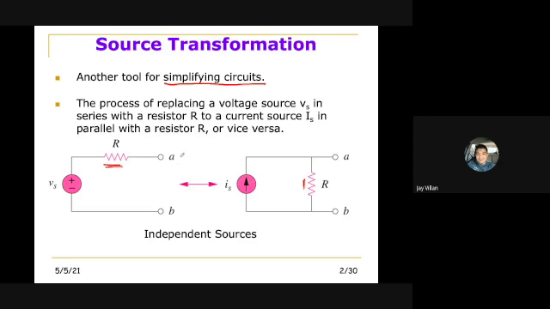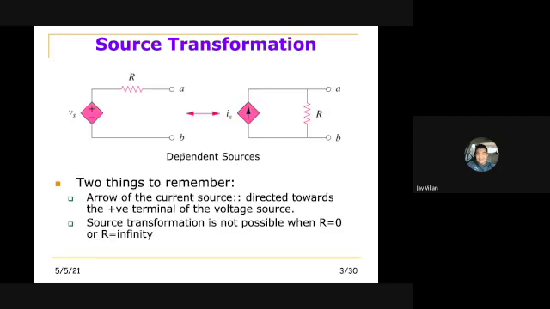Okay, so now how do we do that? It is also applicable to dependent sources, as long as there is a resistor that is connected in series with a dependent voltage source, and a resistor that is connected in parallel with a dependent current source. Okay, so there are two things to remember. First is the arrow of the current source. It is directed towards the plus terminal of the voltage source.